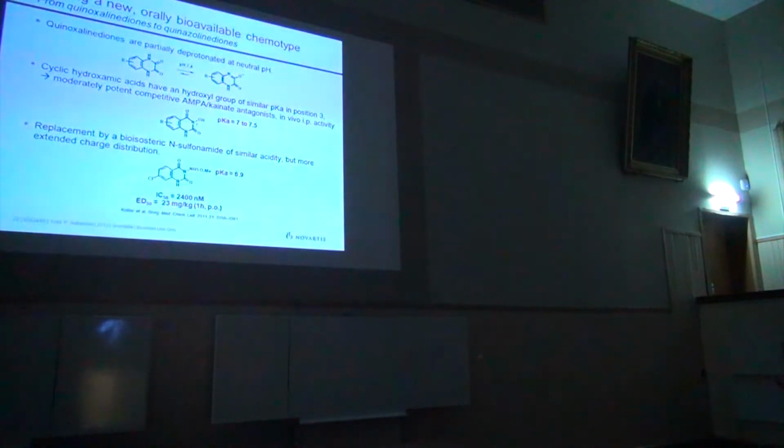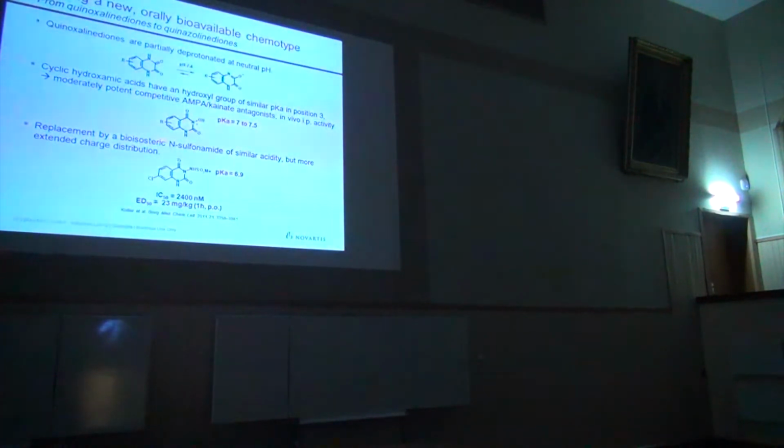So we worked further, and we thought that one of the reasons why this compound was so poorly bioavailable and so weak in vivo was that the charge is very localized. The chemist who worked on this, Emmanuel Koller, had the idea that if we could replace this hydroxy group by a bioisosteric sulfonamide of a similar acidity but with a more extended charge distribution, these compounds would become more bioavailable. And actually this is exactly what happened. He replaced the OH group with this methyl sulfonamide. The pKa 6.9 is very similar to what we had before.